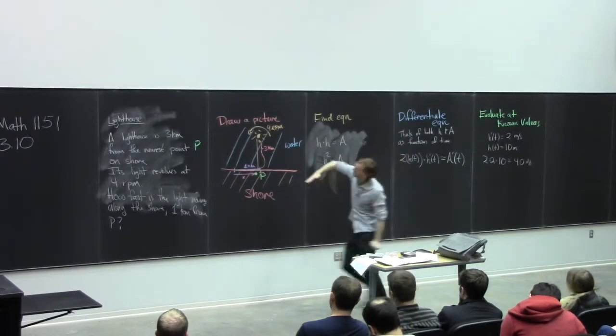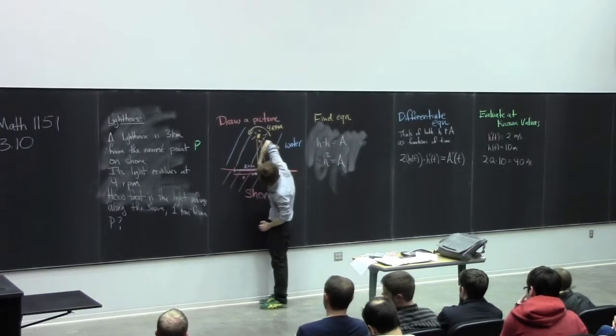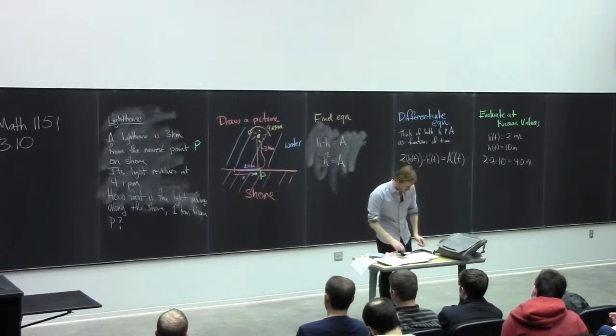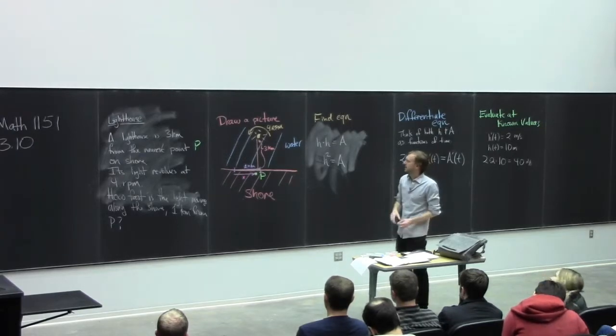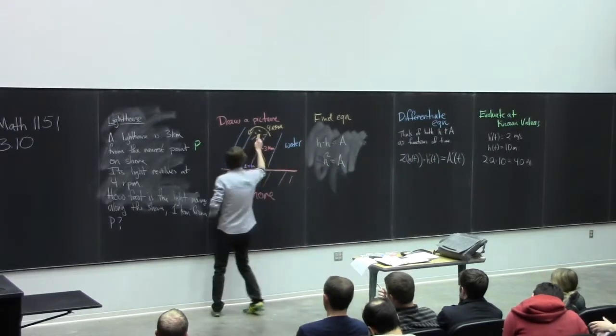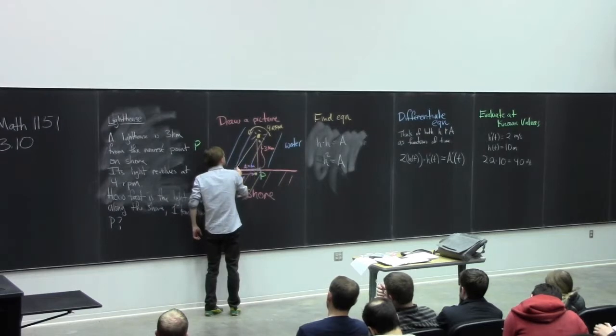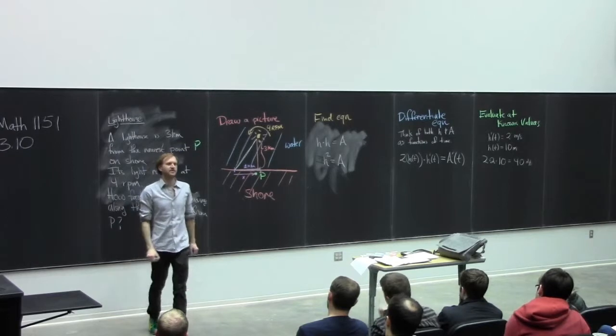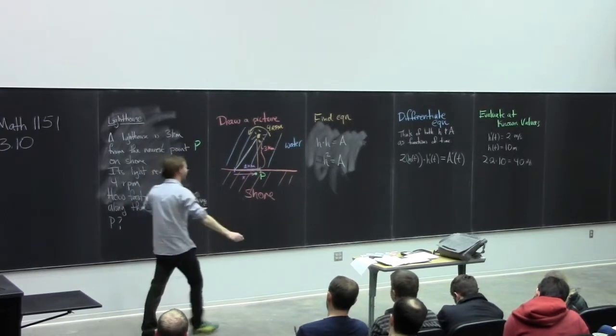Okay, so here's the question. We're going to have a light, and it's going to go like this. That's what's going to happen. So we've got to find an equation now. If I draw a line like this, what sort of shape do I have here? I have a right triangle, hurrah.